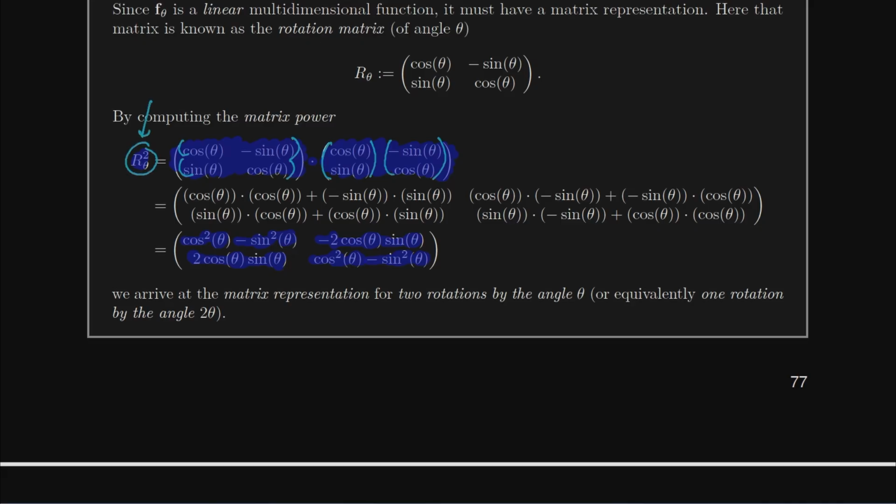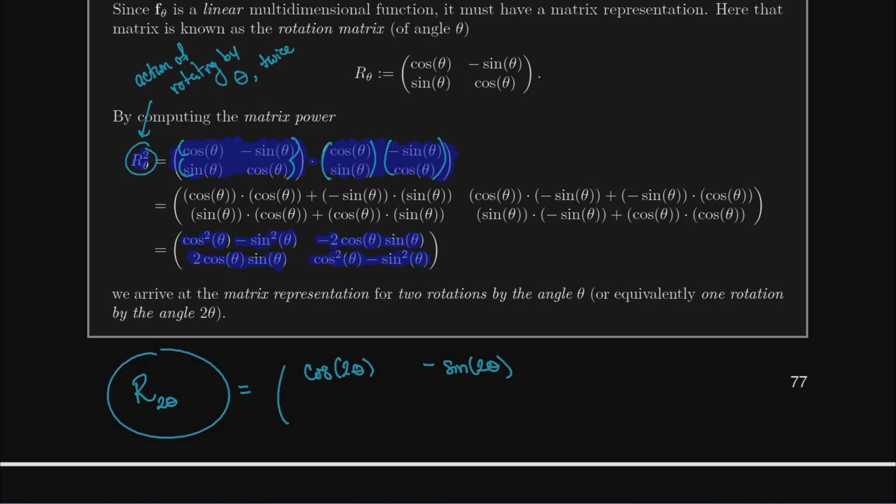Now this is the action of rotating by theta twice, right? Because R theta by itself rotates by theta, but of course if I multiply it by itself, I'm just doing it again. So R of theta squared represents the action of rotating by theta twice. But let's also think about what maybe R of 2 theta would be. This, which by the way is right, is cosine of 2 theta, negative sine of 2 theta, sine of 2 theta, and cosine of 2 theta. This is going to represent the action of rotating by an amount 2 theta.